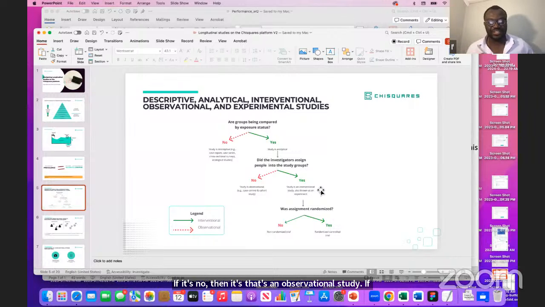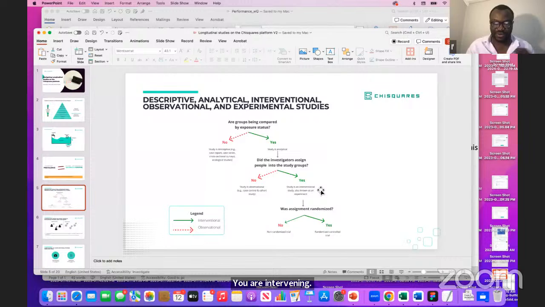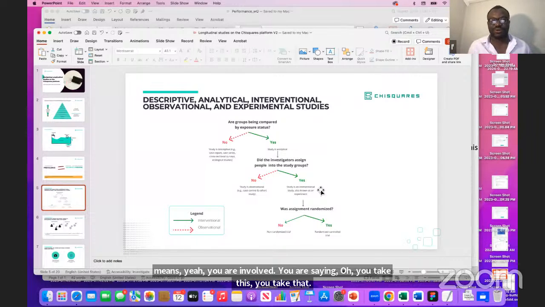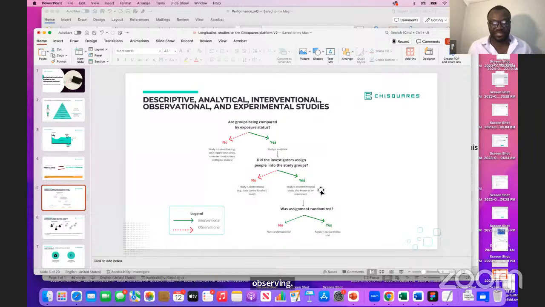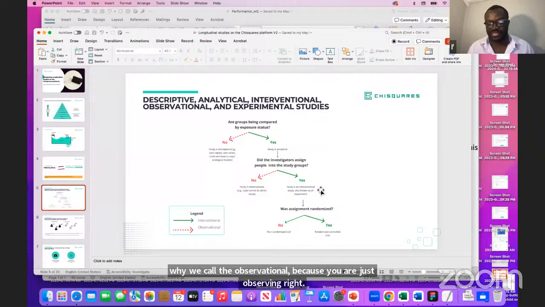So remember, intervention, you are intervening. Intervening means you are involved. You are saying, oh, you take this, you take that. Observational is you met them that way. You are just observing. That's why we call it observational, because you are just observing, right? So if you met them that way, then it's no longer an experiment. It's an observational study.